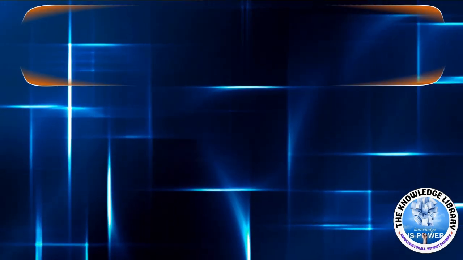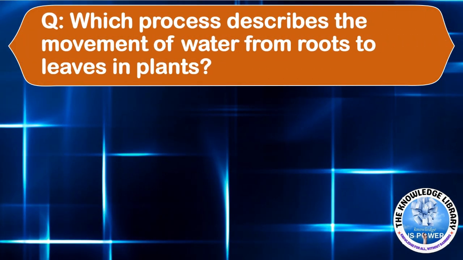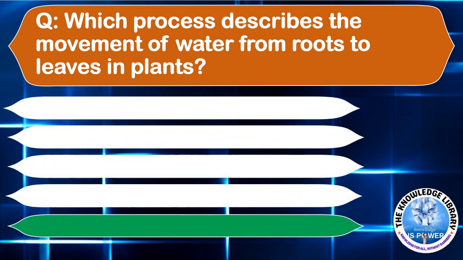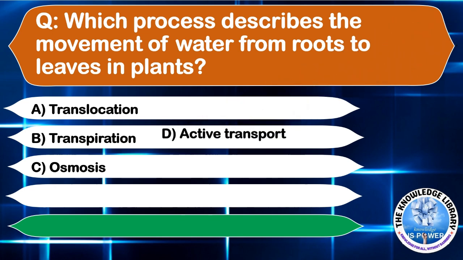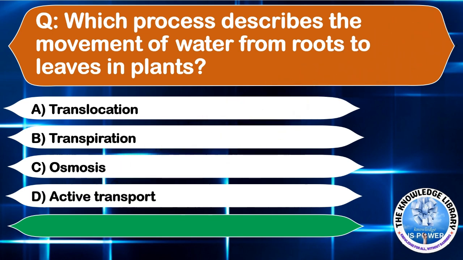Moving to the next question. Which process describes the movement of water from roots to leaves in plants? Option A, translocation. Option B, transpiration. Option C, osmosis. Or option D, active transport. The correct answer is option B, transpiration.